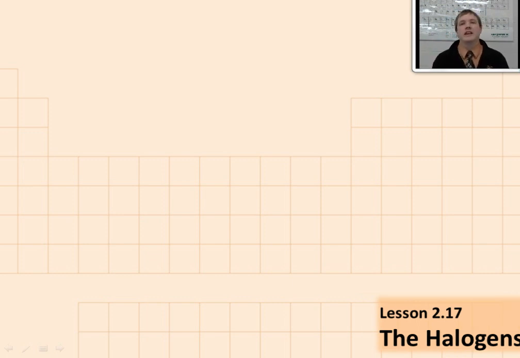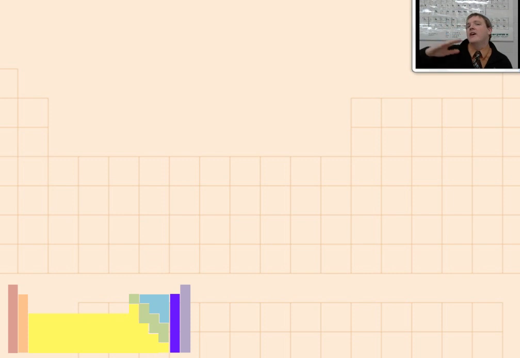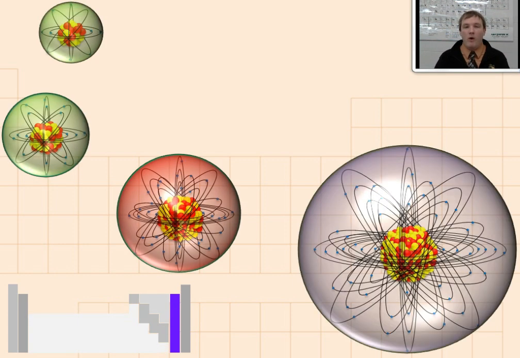Let's begin by taking a look at where the halogens are on the periodic table of elements. And you'll notice the halogens occupy a column that's way over on the other side of the periodic table from the metals. The halogens make up the second to last column. And we're going to take a look at 4 atoms of halogens. The first one is fluorine, possibly the most reactive substance on the periodic table out of all of them. Next is chlorine, then bromine, and then iodine.